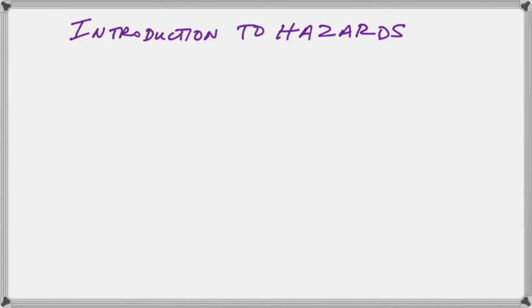Hello and welcome to my continuing video series in asynchronous sequential logic. Today we're talking about hazards, and basically a hazard is a glitch or a quick change in a signal, and it should not be there. Hazards exist because of delays, the delays that signals experience when they're going through gates.